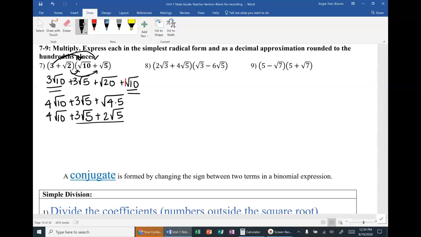Now that right there are like radicals, so we will combine a little bit further. So that's going to give me 5 rad 5. Okay, this is the simplest we can go in radical form. We also need to punch it in and get a decimal approximation.